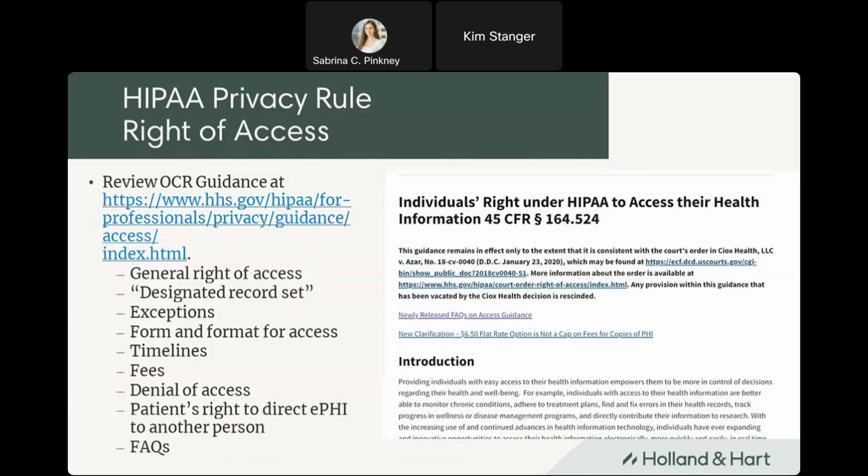If you haven't read it already, you should go to the OCR's guidance on the right of access. It's a really important document out there. I know I harp on that quite a bit, but it's required reading for any HIPAA professional. So you can access that at the link.